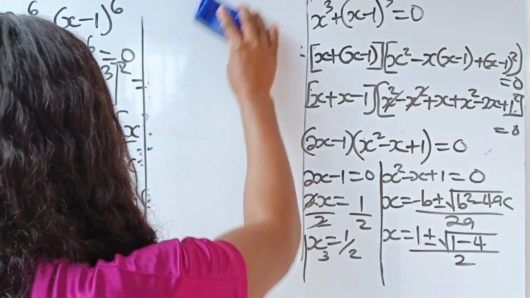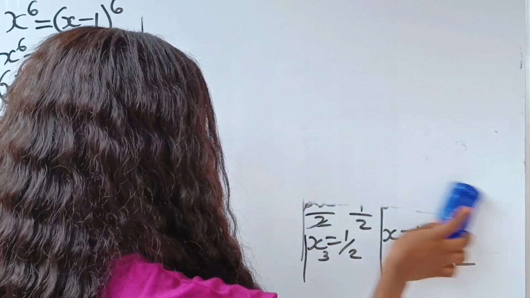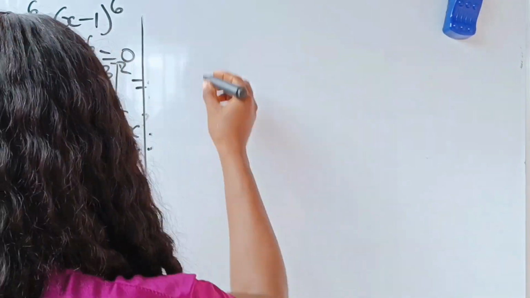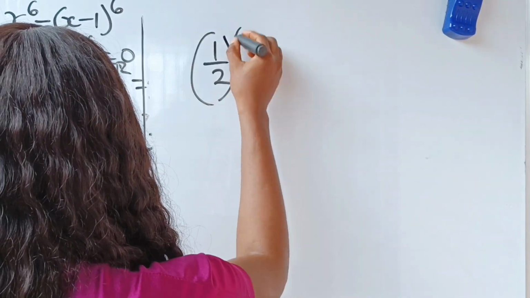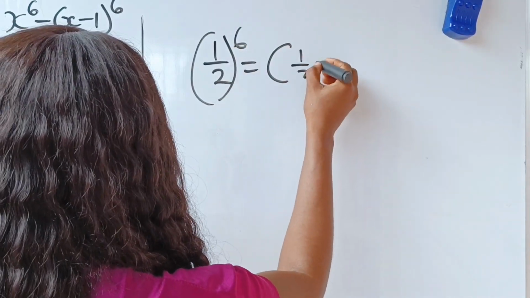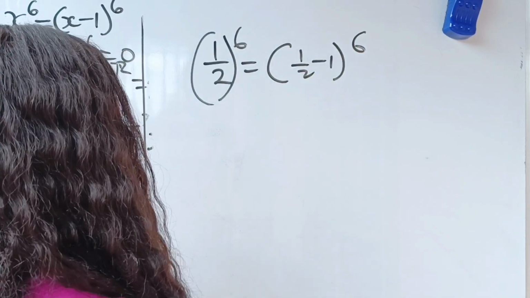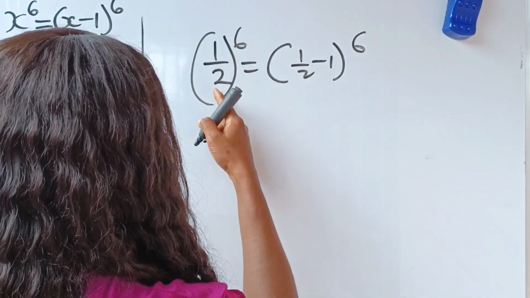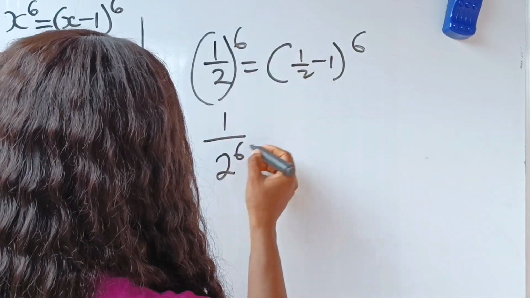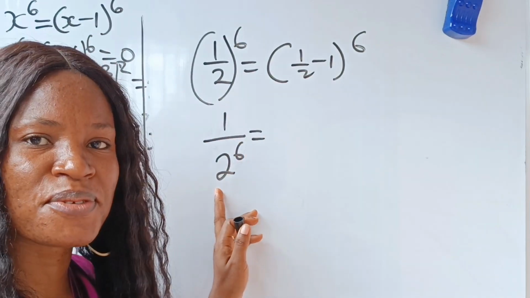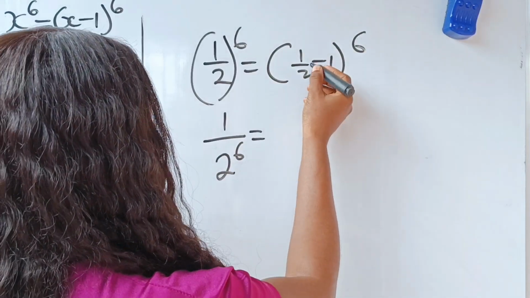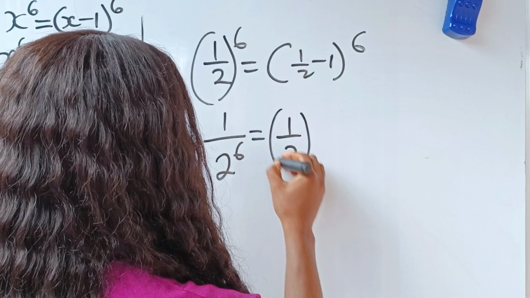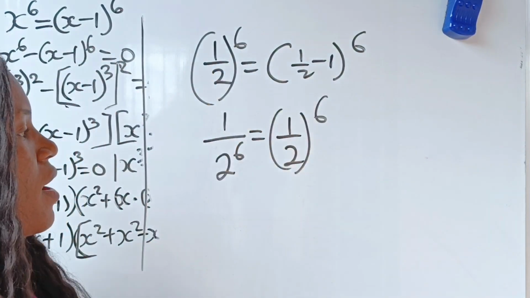Now let's show that these solutions are correct. Recall that the only real root we have here is half. So we say half raised to the power of 6 is equal to half minus 1 raised to the power of 6. So what we have here is 1 to the power of 6, which is still 1, and 2 to the power of 6, and I don't want to expand this yet. Now half minus 1 will give you what? Half. So you still have half to the power of 6, which is the same thing with what we have here.